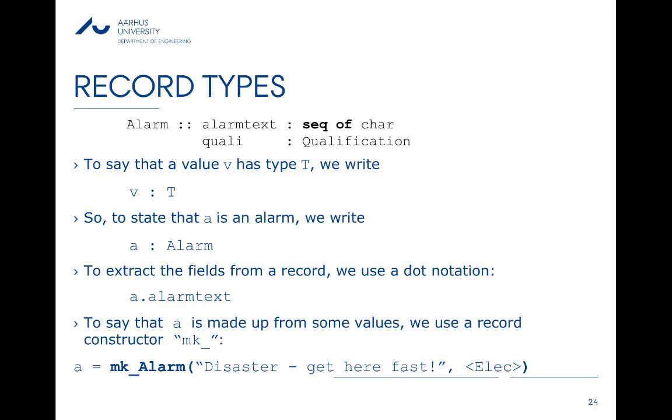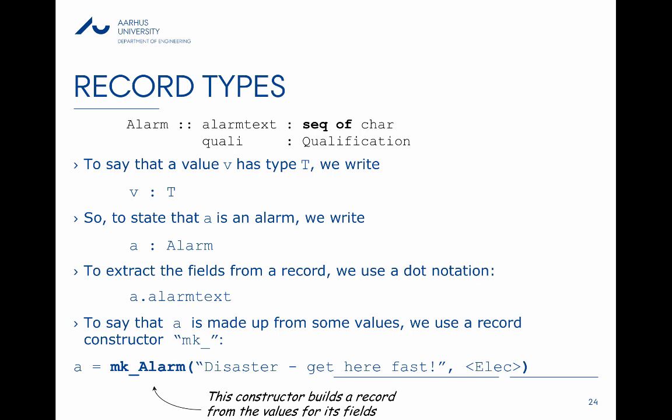So in case we had A being made up of some value, we would use a record constructor, this mk_, and then the type name, which is Alarm, so mk_Alarm, and then the text could be "disaster, get here fast", and then the electrical guy would be there. That could be one that we would like to do, and then alarm text would be "disaster, get here fast".